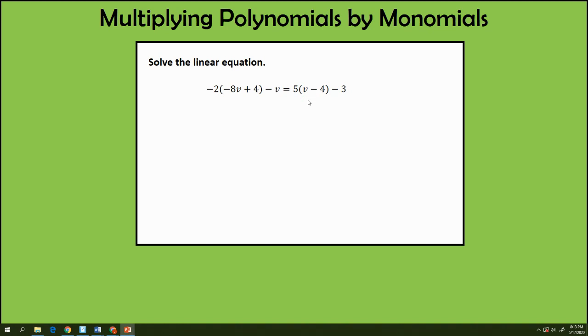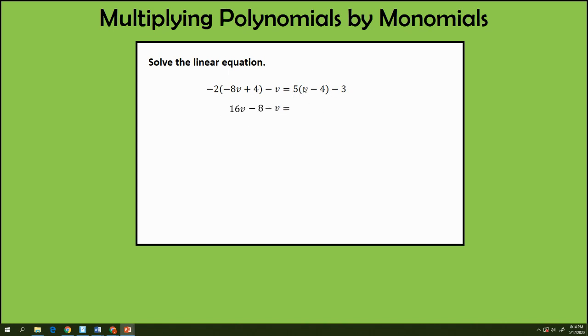So the first step here is to begin our distributive property process. So again, this is multiplying a monomial, negative 2, times a binomial. So let's go ahead and do that. Negative 2 times negative 8v is 16v. Negative 2 times the positive 4 is negative 8. And then this minus v is just still over here on this side of the equal sign with these 2 terms. So these 3 terms are now on the left side.